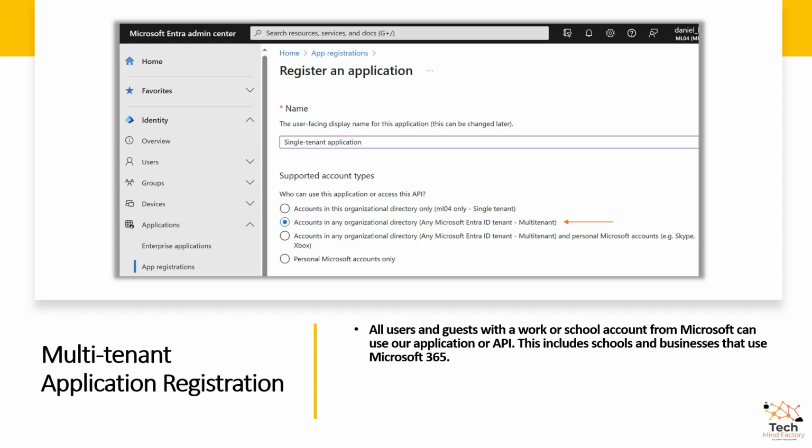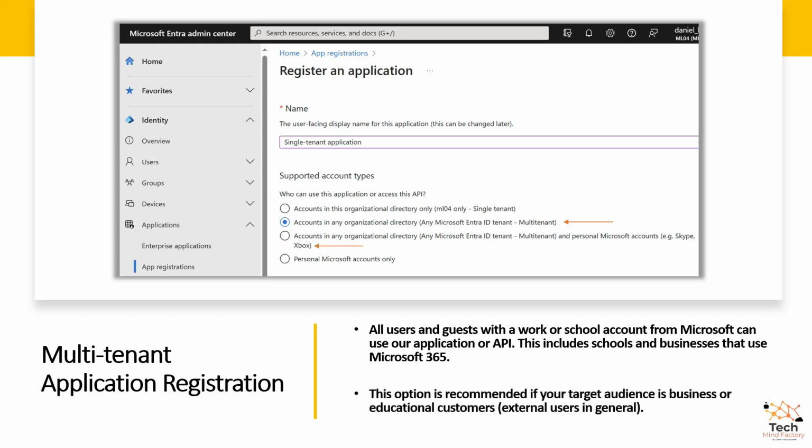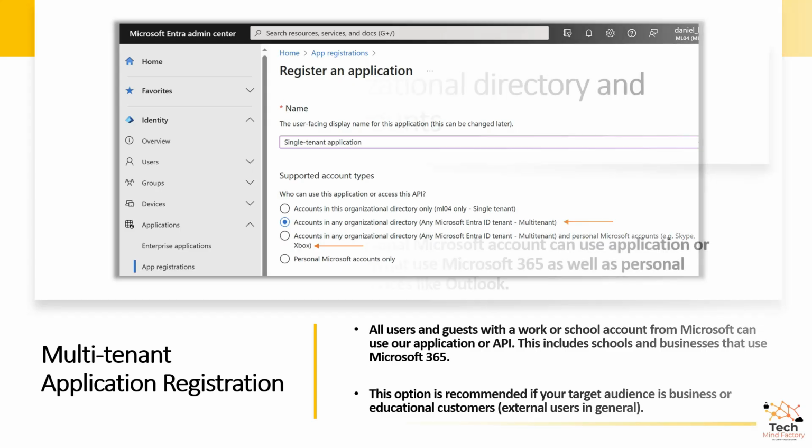And now a couple of other things. All users and guests with a work or school account from Microsoft can use our application or access the API. This includes schools and businesses that use Microsoft 365. And this option is recommended if your target audience basically is business or educational customers, external users in general, right? So if you want to enable your application to be available to other people from other organizations so they can access it, then you register such application as multi-tenant application in Microsoft Entra ID tenant.